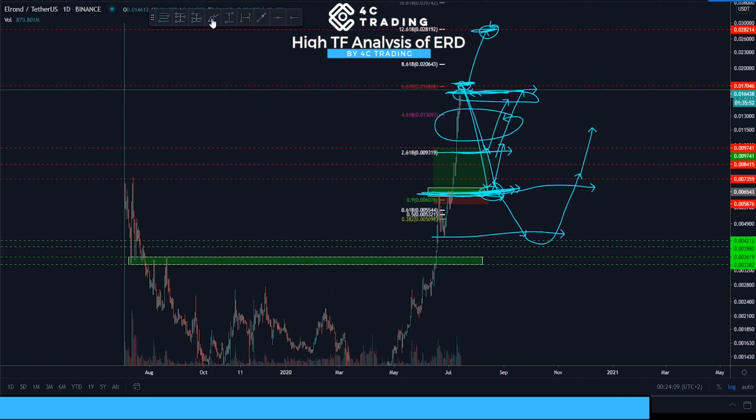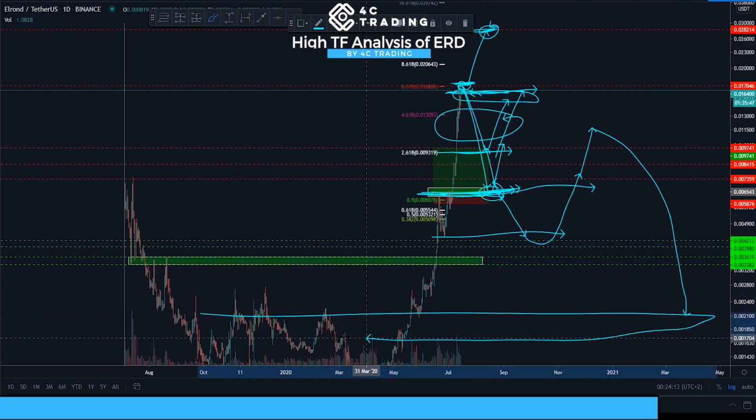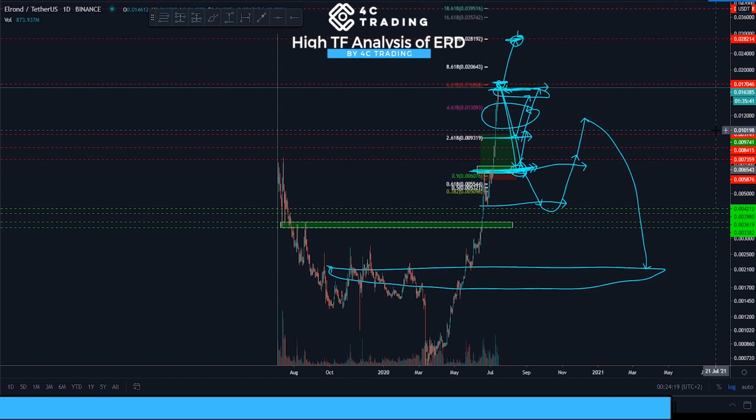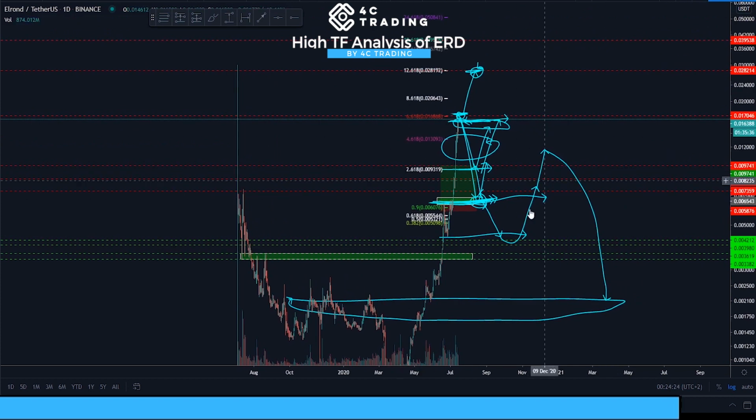And hopefully after that it will go down some more, all the way to the area that we currently said we have like 70% chances of touching, right? So that would pretty much be the whole entire aspect of Elrond, and I have pretty high hopes that it's going to play out like this, right?